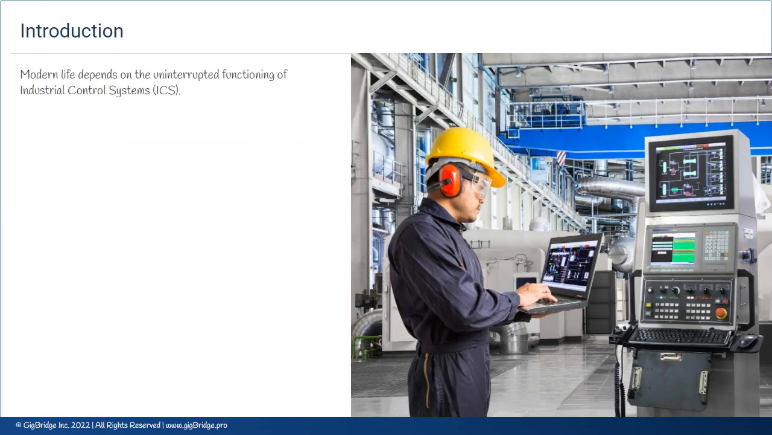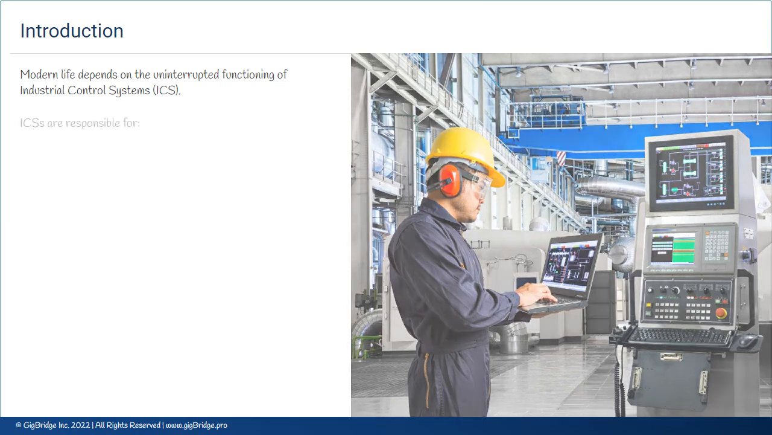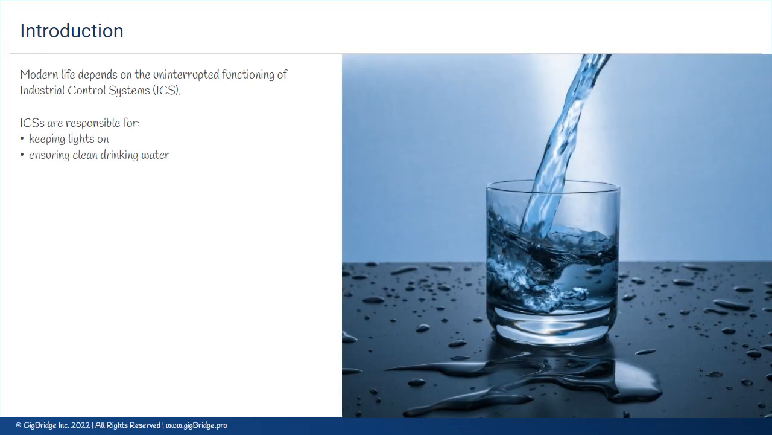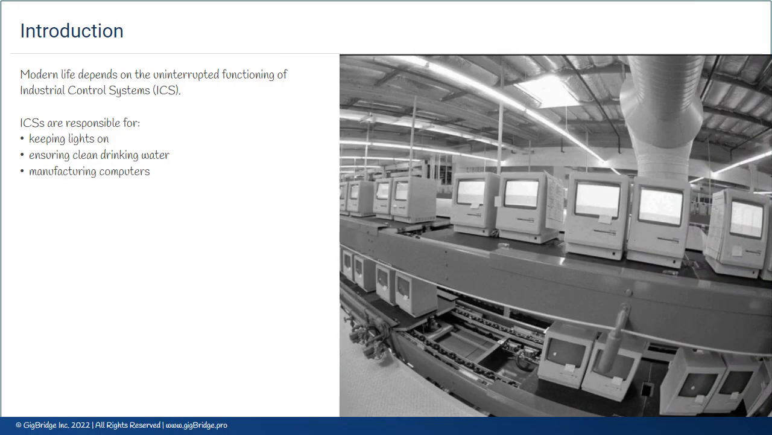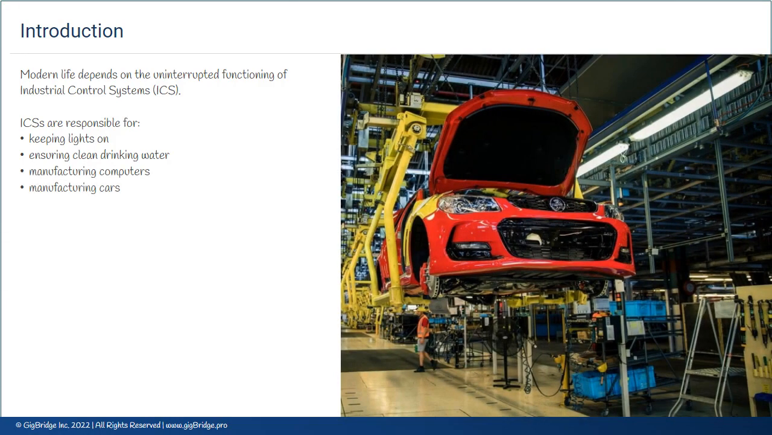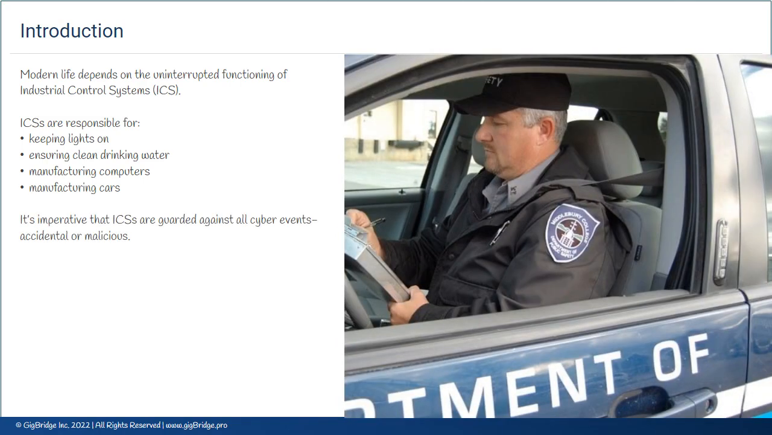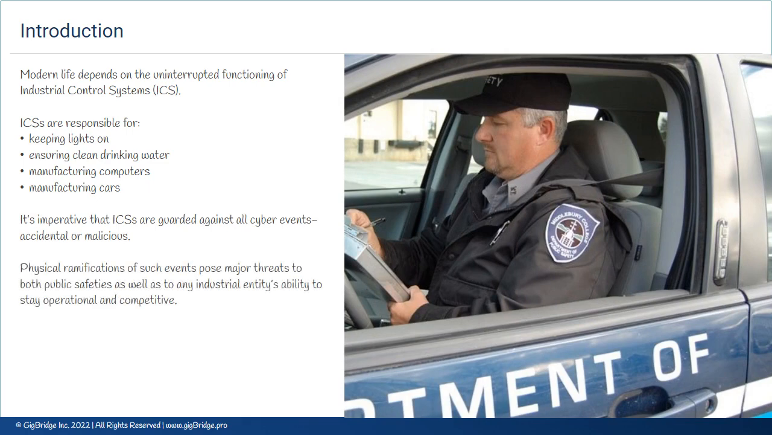Almost every single aspect of modern life depends on the uninterrupted functioning of industrial control systems (ICS). ICSs are responsible for keeping lights on, ensuring clean drinking water, as well as providing other essential infrastructure processes. Beyond power, energy, and other utilities, ICSs are also responsible for the manufacturing of your computer, your car, as well as countless other physical items that we use every day. It's imperative that ICSs are guarded against all cyber events, accidental or malicious, as the physical ramifications of such events pose major threats to both public safety as well as to any industrial entity's ability to stay operational and competitive.